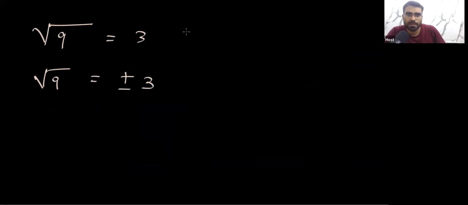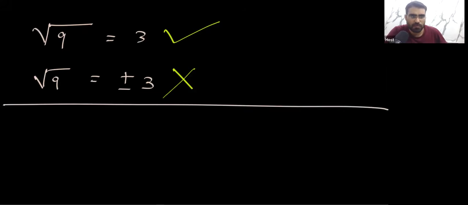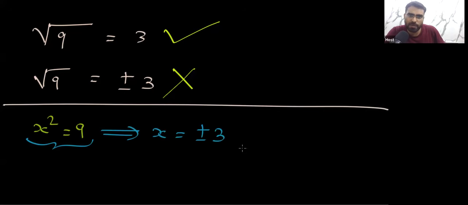Anyone? So remember, this is correct. This is not correct. Okay, so remember, the square root of 9 will be 3. That will not be plus minus 3. But if I say x square is equal to 9, now what will be x? Now x will be plus minus 3. Okay, now the x is going to be plus minus 3.